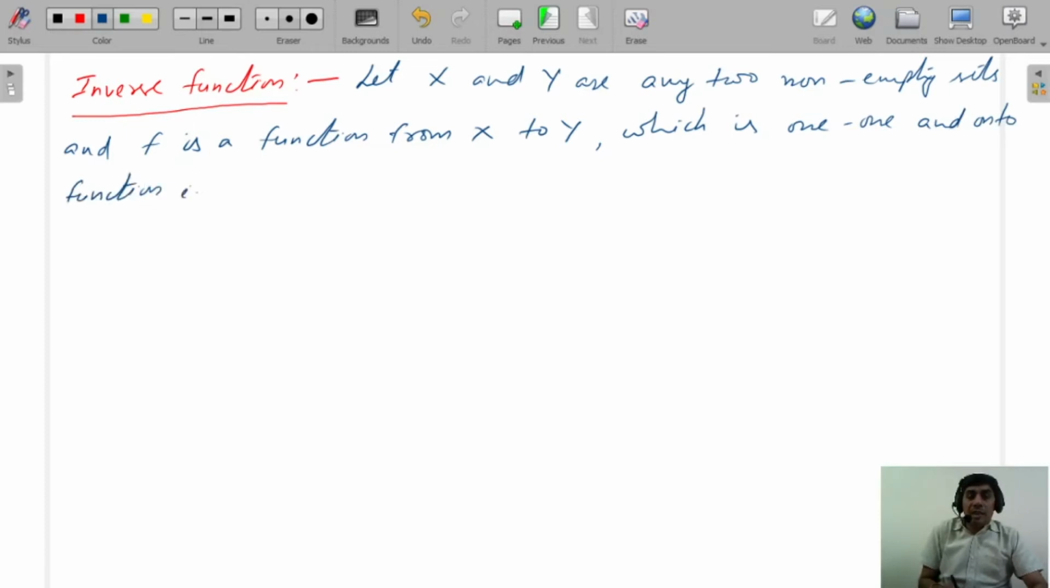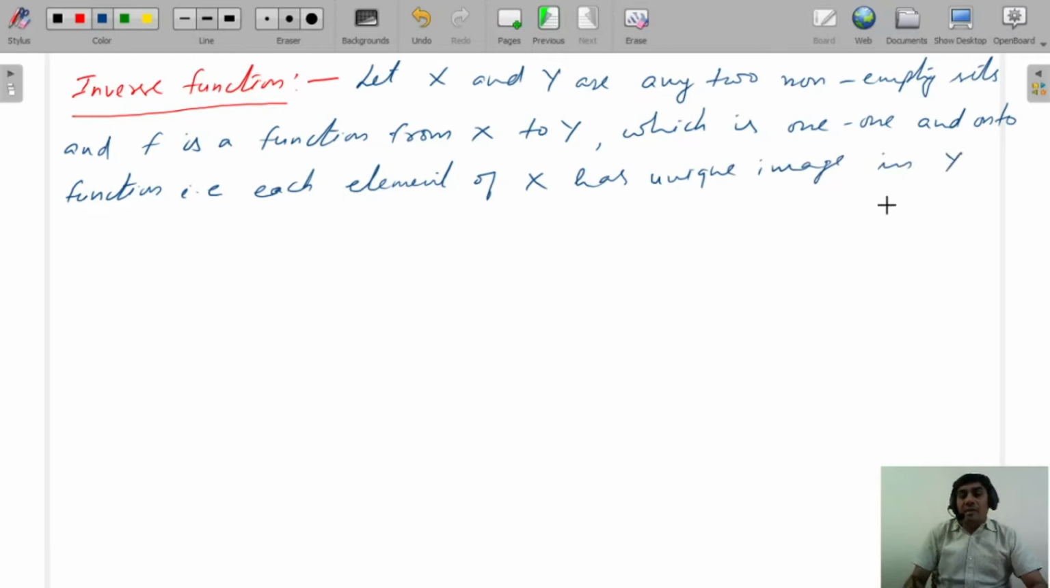that is, each element of capital X has unique image in Y, and every element has its pre-image in capital X.